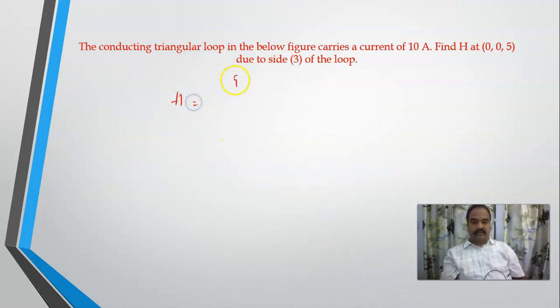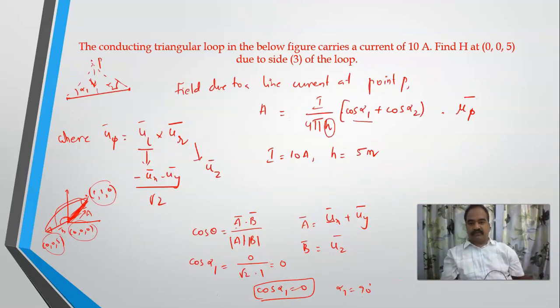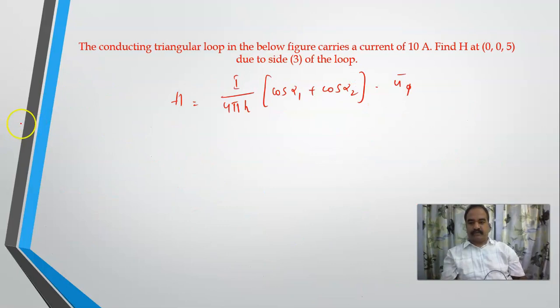What is h? H is equal to I by 4 pi times (cos alpha 1 plus cos alpha 2) times u5 bar. What was u5 bar? We have already calculated it. First of all, we will calculate u5 bar. What was u5 bar? It was (minus ux bar minus uy bar) by root 2 cross uz bar, right?